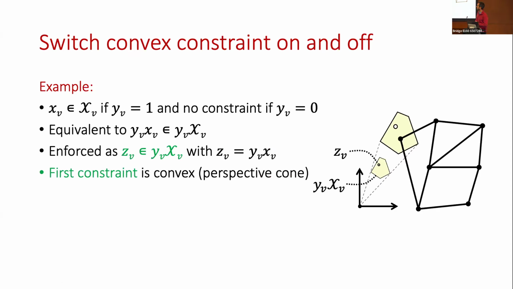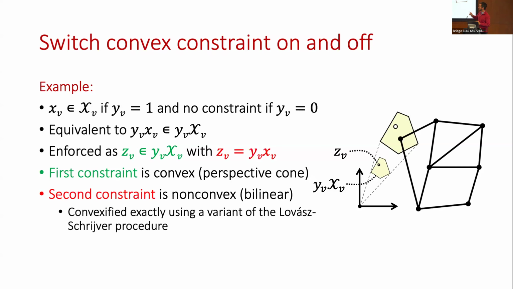The reason to do so is that now the constraint on the left is convex. When you have a convex set and you multiply it by a non-negative scaling factor, you get a convex cone. So that's a nice constraint that we can deal with. The one on the right, on the other hand, is a bilinear constraint that is less easy to deal with. But there are standard approaches in the combinatorial optimization literature to deal with these kinds of techniques.